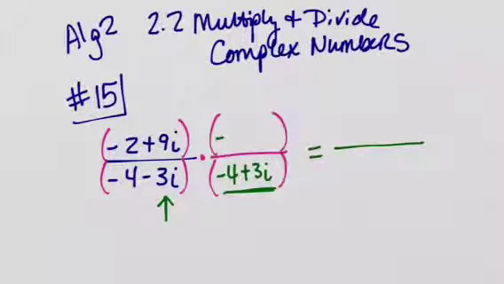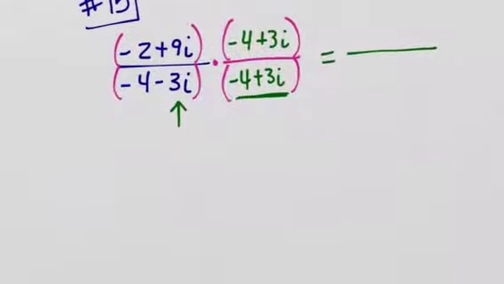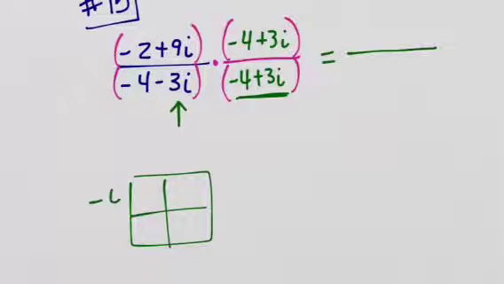Keep in mind that it needs to be a fancy looking one, so whatever I did to the bottom, I have to do to the top. So let's start with the bottom real quick. I'm going to build a box and do that multiplication. You can pause the video if you want to try it on your own real quick. But those are the two things I need to multiply together.